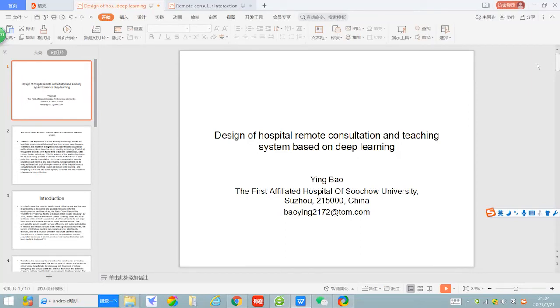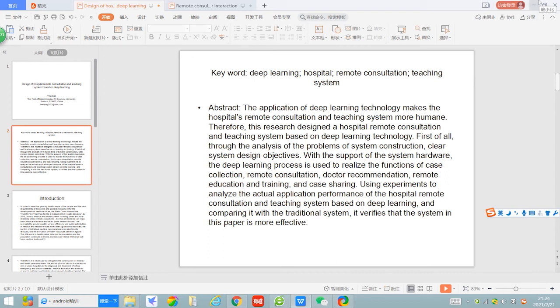Design of hospital remote consultation and the teaching system based on deep learning. Ying Bao. Keyword: deep learning hospital, remote consultation, teaching system. Abstract: the application of deep learning technology makes the hospital's remote consultation and teaching system more human. Therefore, this research designed a hospital remote consultation and teaching system based on deep learning technology.